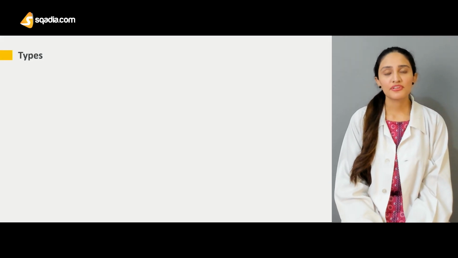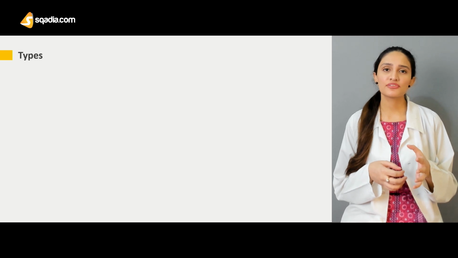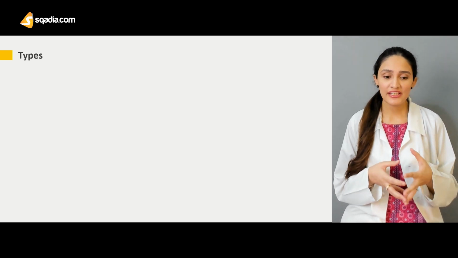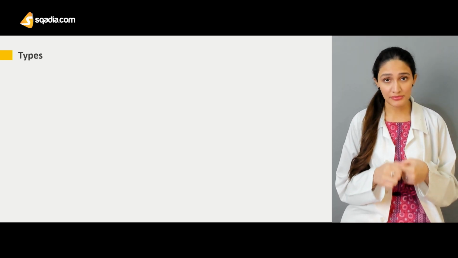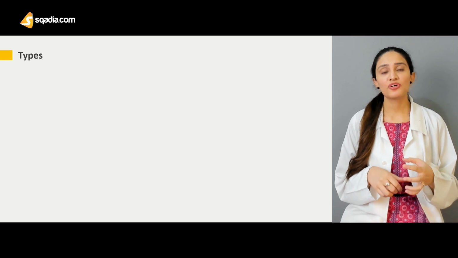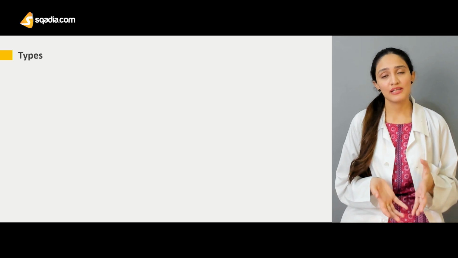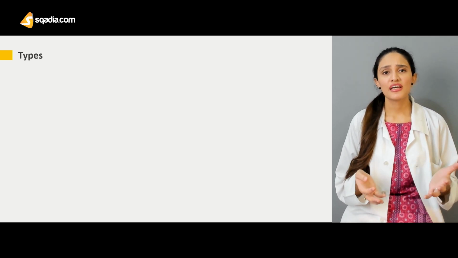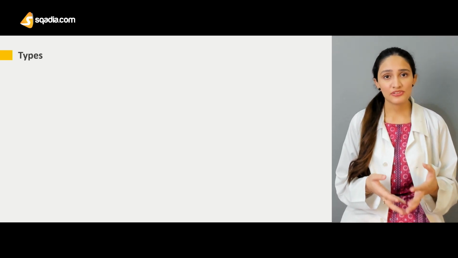So, coming to the types, diabetes mellitus is currently divided into four major types depending upon the etiology and the clinical presentations. If we talk about the types, we've got diabetes mellitus type 1, and then we've got diabetes mellitus type 2. And then, very specifically, we've got gestational diabetes mellitus. And then, lastly, there are other specific types of diabetes mellitus, which includes MODY, which stands for maturity onset diabetes of the young.